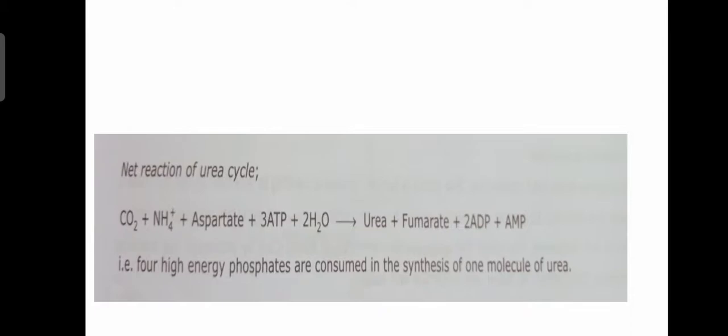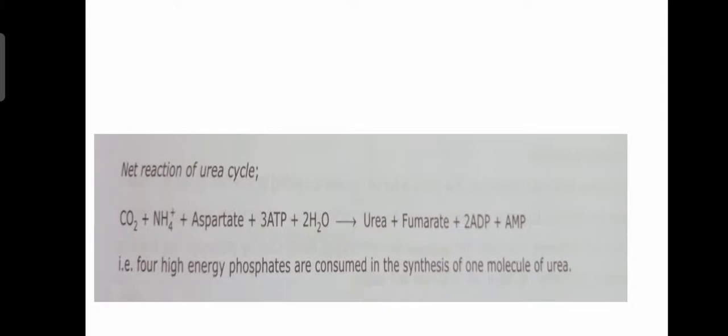Citrulline is synthesized from carbamyl phosphate and ornithine by ornithine transcarbamoylase enzyme. And ornithine is regenerated and used in urea cycle. This is an important point. Ornithine is regenerated and used in urea cycle. And ornithine and citrulline are basic amino acids. Citrulline is transported to cytosol by transporter system.